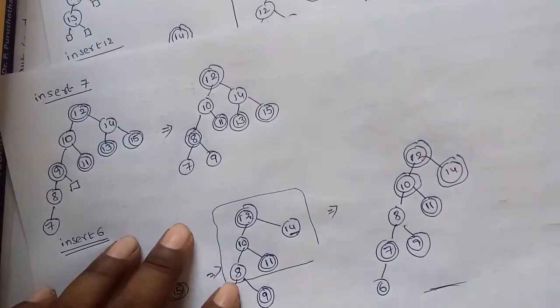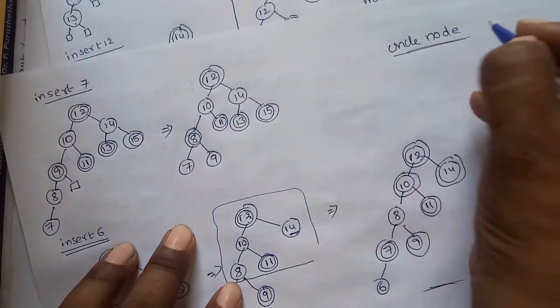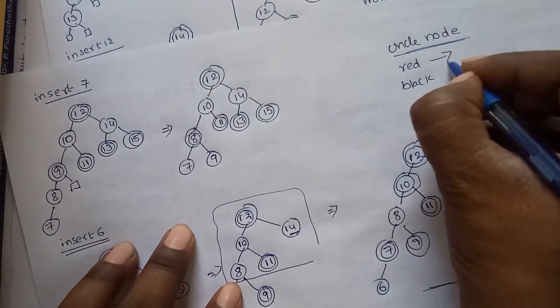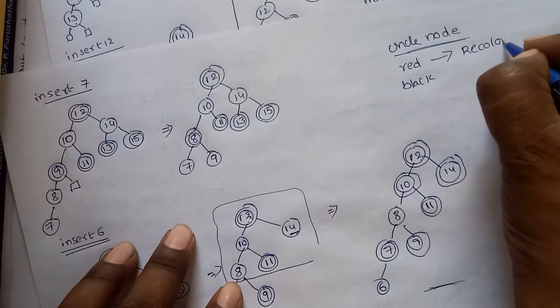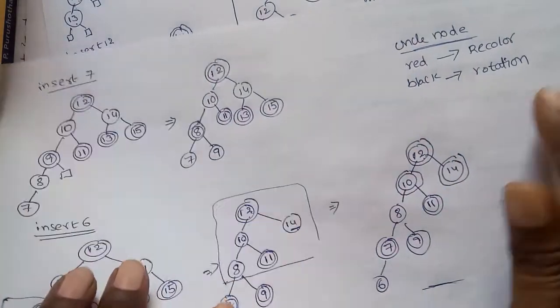So the only case is to check the color of the uncle node. If the uncle node color is either red or black: if the uncle node color is red, perform recolor operation. If the uncle node color is black, perform rotation operation.